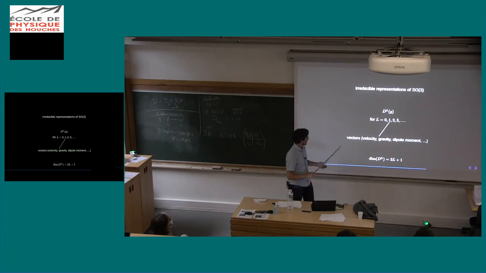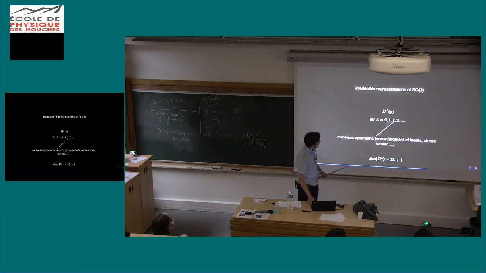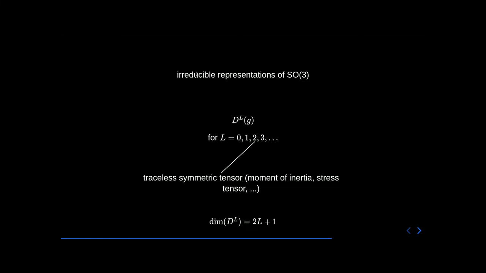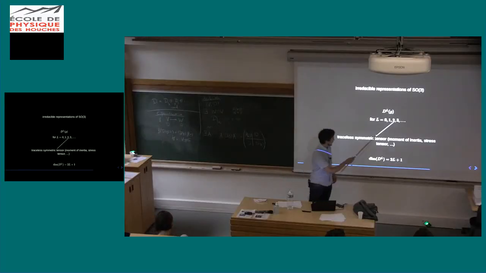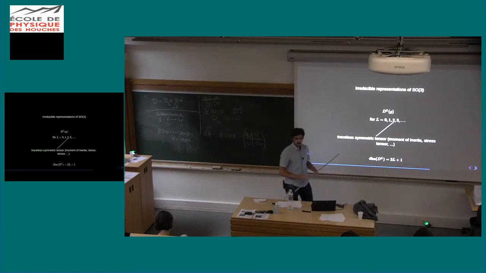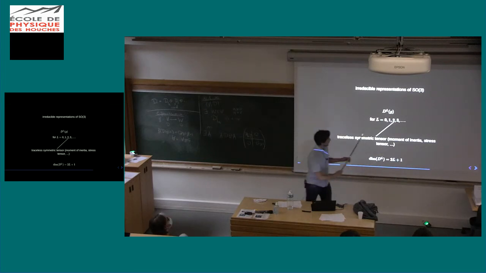L equals 1, vectors. Velocity, gravity, dipole moment, all those quantities change if you rotate the system. L equals 2 is less familiar, but we know objects like that. Moment of inertia or stress tensor are examples. And there is an infinity of representations.